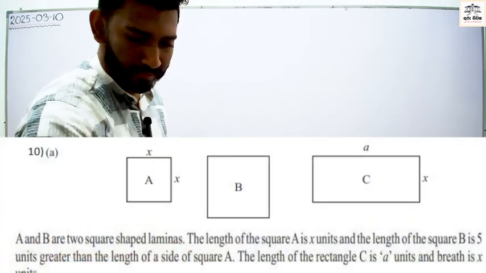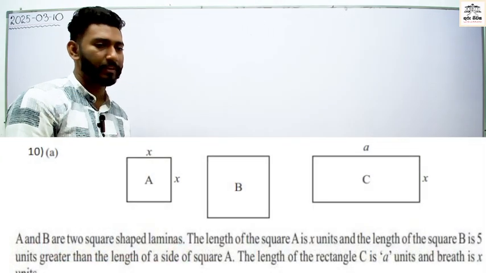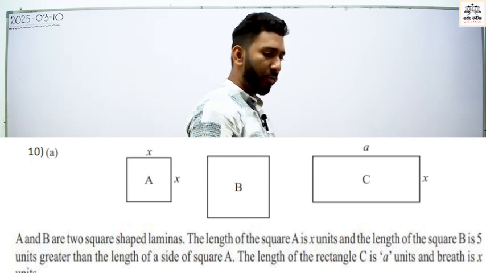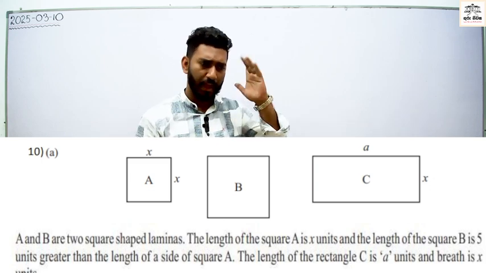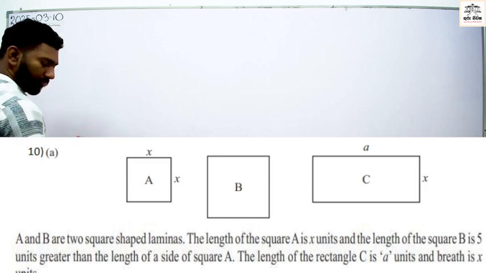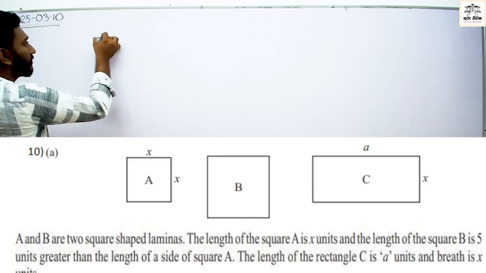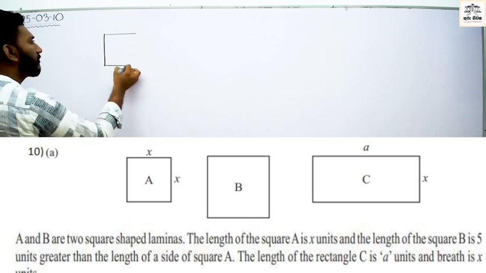Right. Okay. Right. Now look at this. Question number 10. There are three figures, and the square becomes A. It is a rectangular, sorry, that's the square shape.